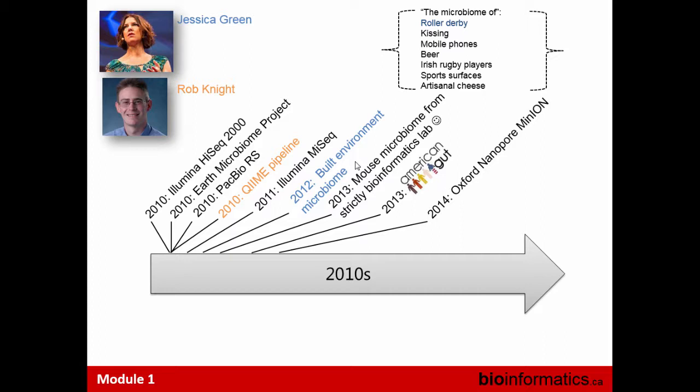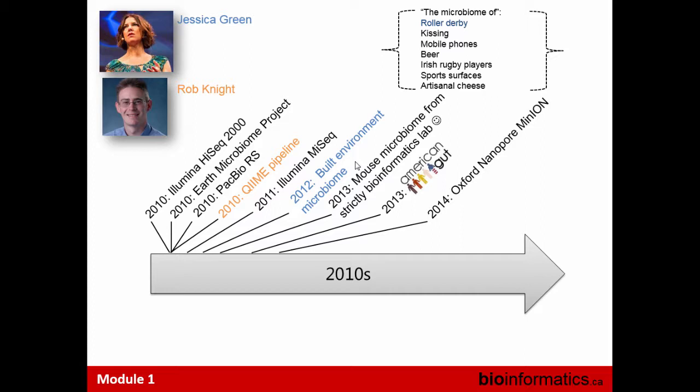In 2013, a strictly bioinformatics lab sequenced fecal samples from 21 mice. So we do computational stuff, and we're like, hey, we have $6,000, what can we do with it? Boom. This is just an illustration of how accessible this is becoming. 2013, crowdsourcing. 2014, Oxford Nanopore's MinION released. We're getting ours in a few weeks.